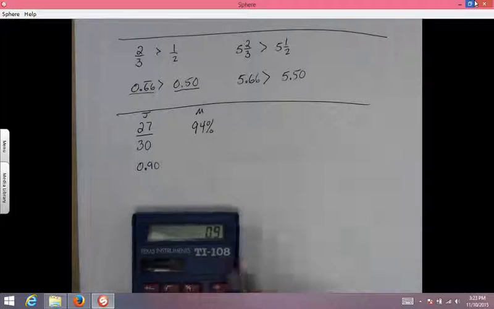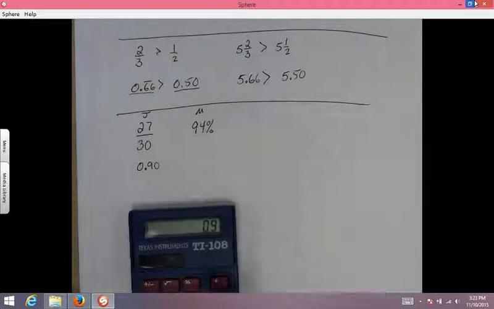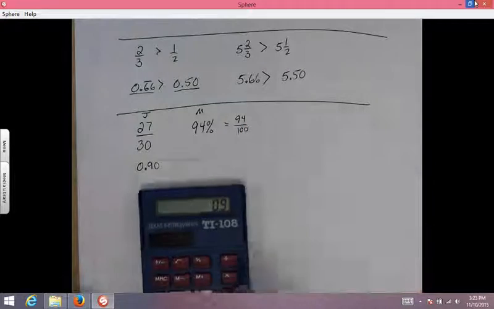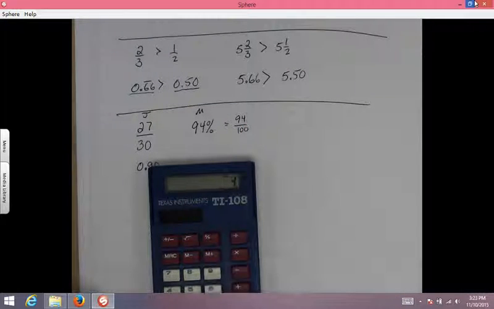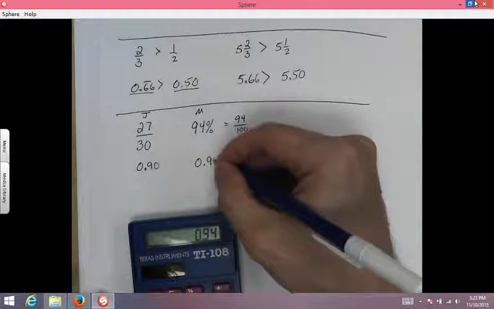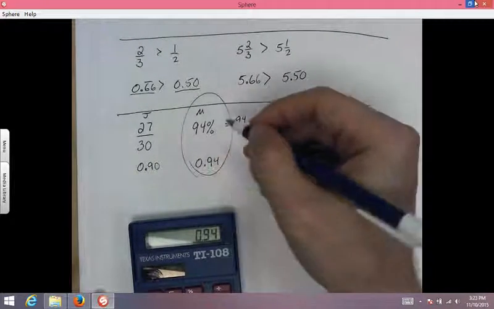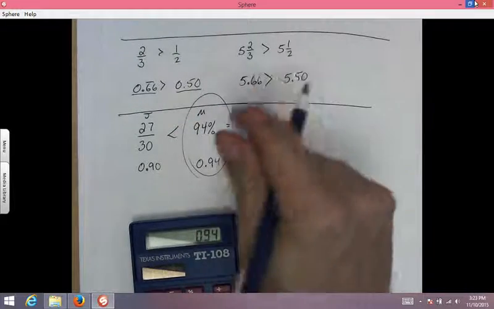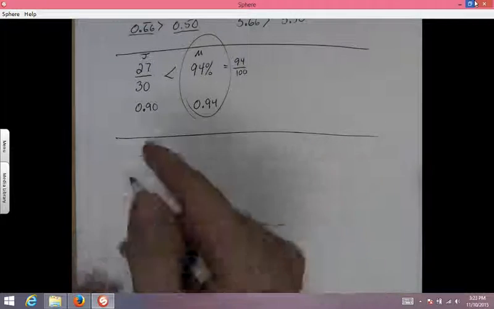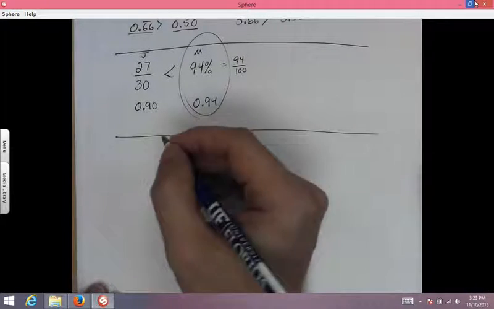So let's see what this 94% is. Well, remember, a percent is just a number over 100. 94 over 100, so 94 divided by 100, we end up with 0.94. So we can see that this is a higher grade. That person did better.